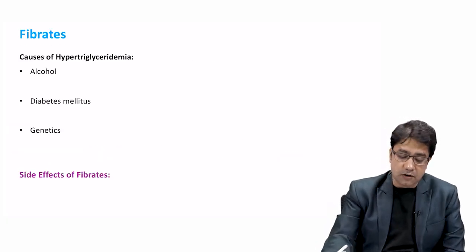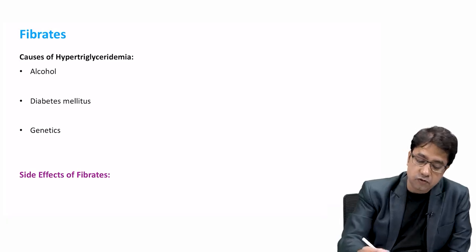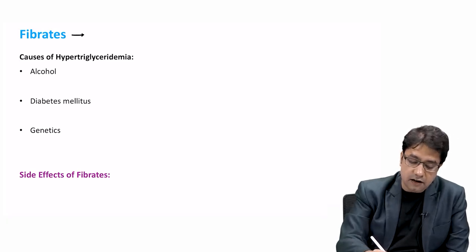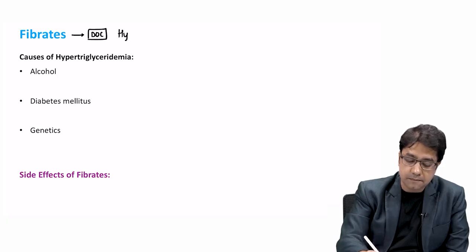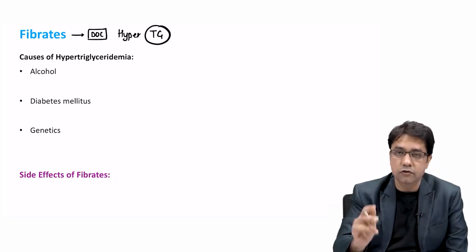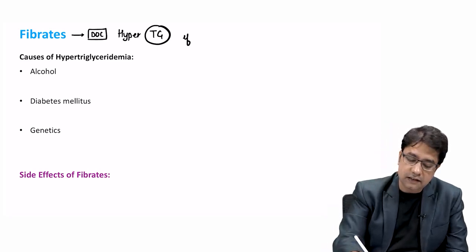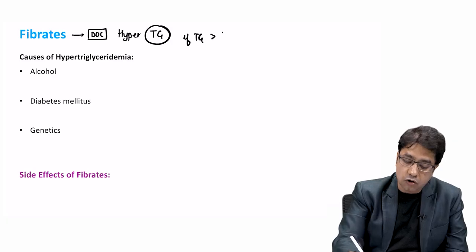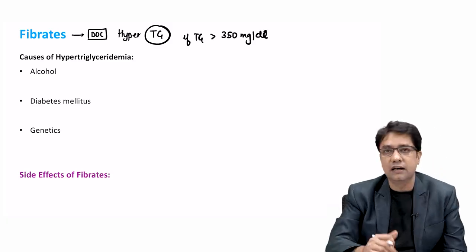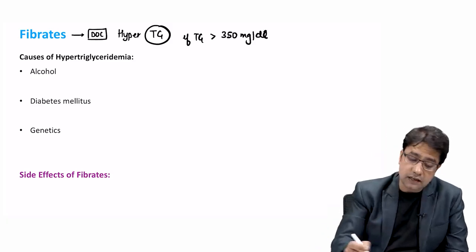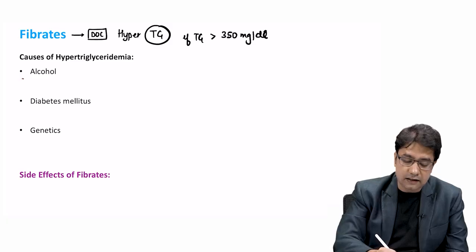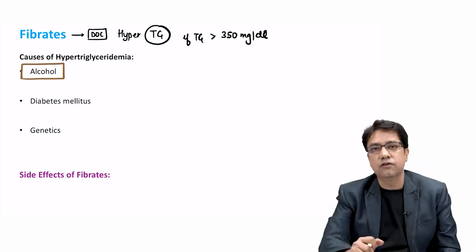So let's talk about where fibrates are used. Fibrates are the drug of choice for hypertriglyceridemia. If you want to reduce triglyceride level, then we give fibrate. So if triglyceride levels are more than 350 milligram per deciliter, then we start fibrate. So what are the causes of increase in triglyceride level? The most important cause is alcohol.